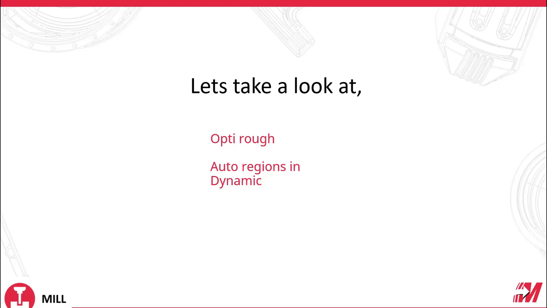We'll now take a look at Optirough and auto regions and dynamic. So these are some big changes. As I stated earlier, Optirough is now available to all our mill customers. And if you're not utilizing Optirough going forward, you probably should, and we'll take a look at it on a part. And then auto regions and dynamic, it's kind of going along the lines of trying to auto figure out what you want to cut. So let's go ahead and take a look at this.